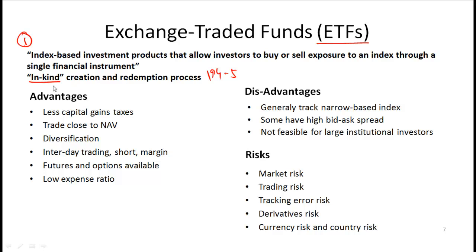And you need to know what the advantage is. Because of this in-kind creation and redemption process, exchange traded funds have two major advantages over mutual funds. One is that there are less capital gains taxes. So you just need to realize that this is one of the advantages. Relative to, say, an open-ended mutual fund, there are less capital gains taxes. Another advantage that comes from this in-kind process is that exchange traded funds typically trade close to NAV.